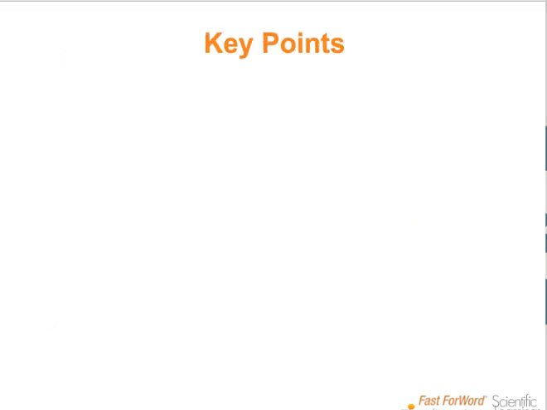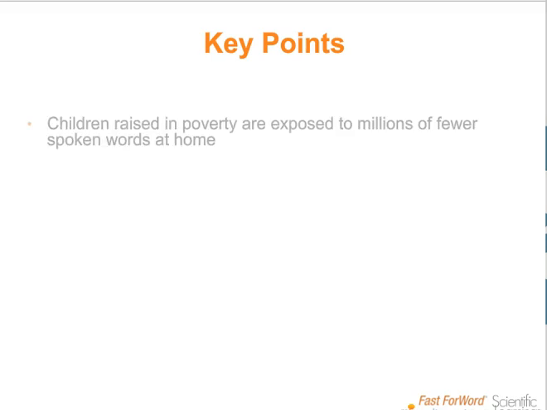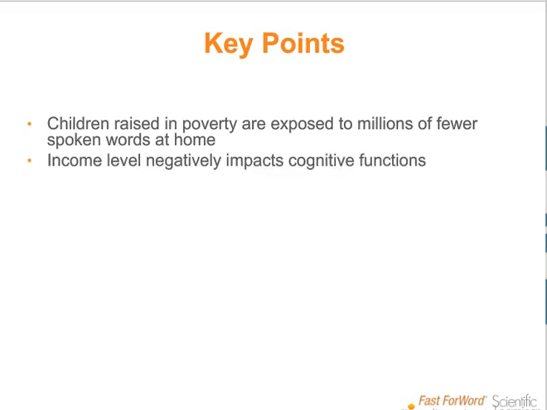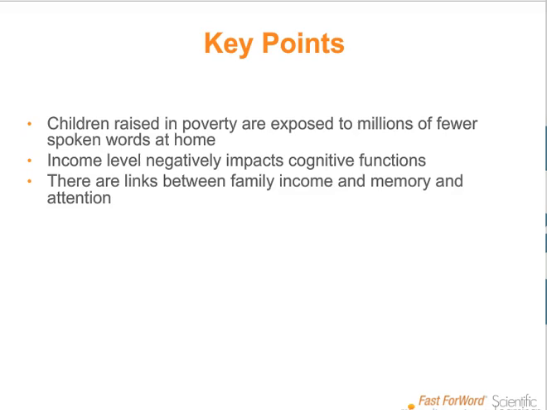And so what we're going to cover today is that children of poverty, number one, you may know this from the Hart and Risley research, are exposed to millions of fewer words, actually about 32 million fewer words before they enter school. That income level does negatively impact ability to learn, specifically cognitive skills like memory and attention are really affected by poverty.